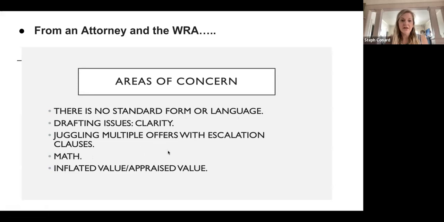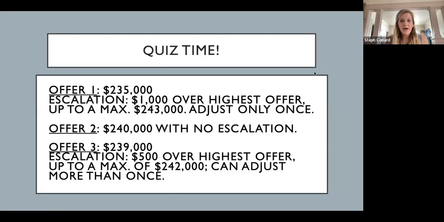It can get really confusing. So we do have some ideas for when those confusing offers come in. First of all, though, I've highlighted this example before in past trainings, but I'm just going to highlight an example that was given to us by a WRA attorney. So we've got three offers here. I'm going to show another example as well.